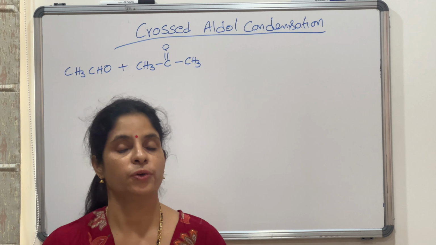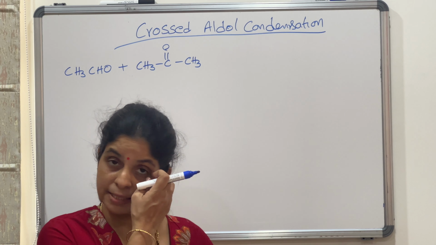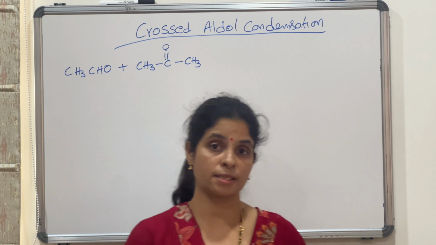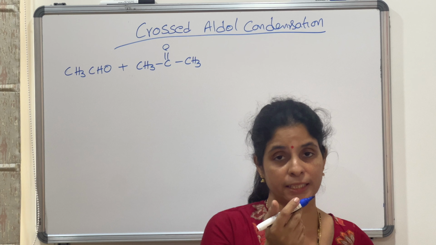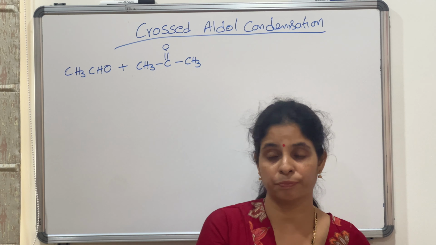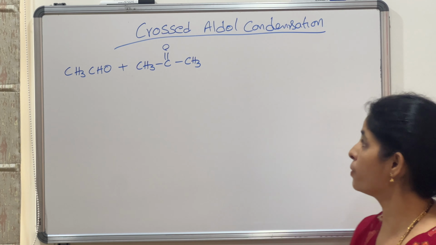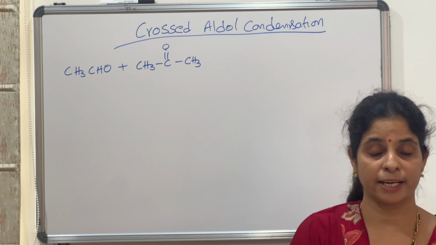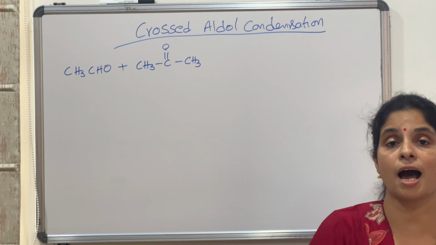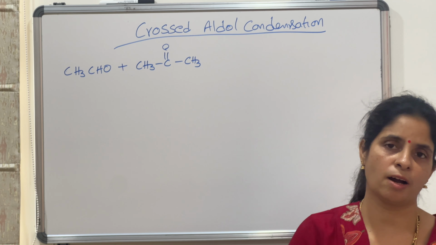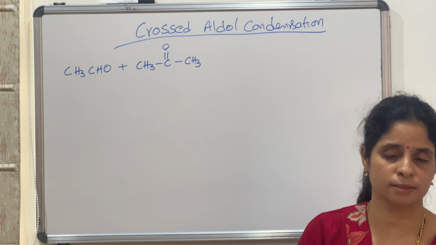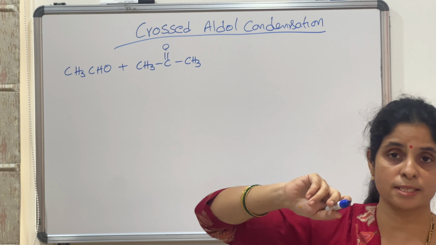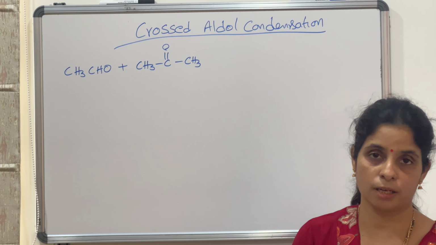Hello. Today in this video we are going to discuss crossed aldol condensation. In the previous video we discussed how to write the aldol condensation product in an easier way. Similarly, if you are given two different aldehydes, or two different ketones, or a condensation between an aldehyde and a ketone, that type of condensation is also an aldol condensation, but it is a crossed aldol condensation.